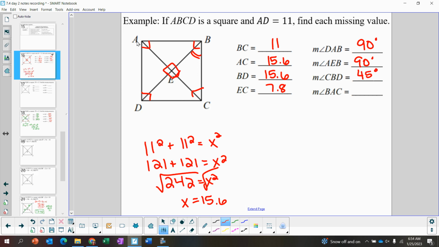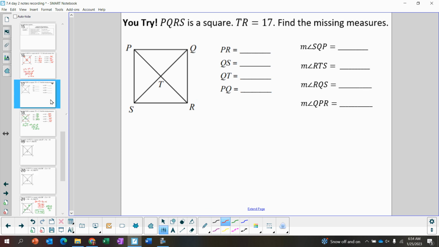So then angle BAC is also 45 degrees. So those angles will never change if it's a square. It's always going to be 90s and 45s, and that's it. So you go ahead and try this one. Pause when you're ready to see the answer. Hit play.